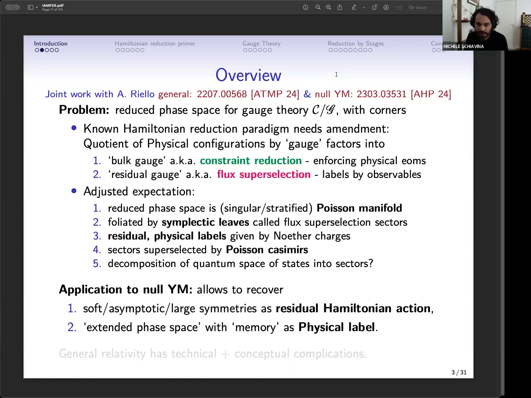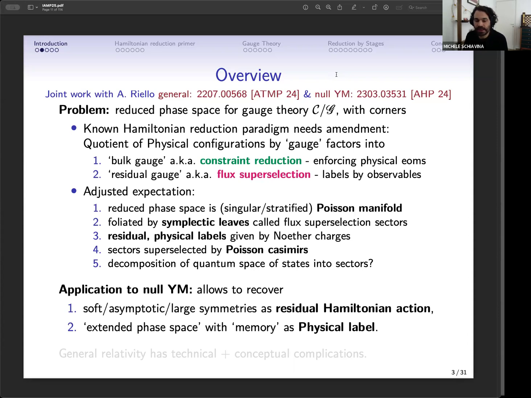They are called soft symmetries or asymptotic symmetries if you allow this boundary to go to infinity, or large gauge symmetries, depending on the literature piece that you are most familiar with. And well, the upshot is that these are not strange. These are to be expected, and in fact, they are there because of this reduction by stages. So it's fully explained, at least as far as we understand, by this.